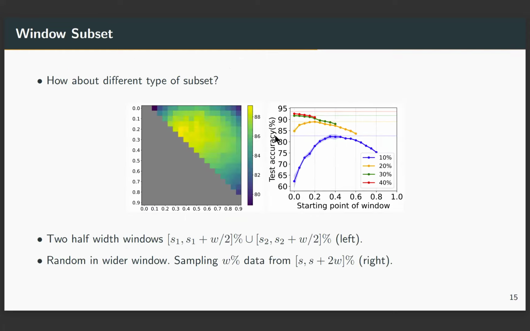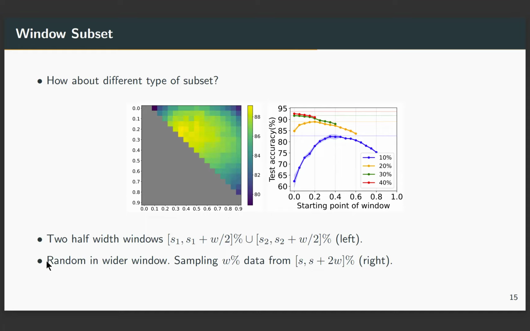For the ablation experiment, we also explore different types of subsets. First, we search over all combinations of two half-wide windows, denoted by this. Here is the result. Each axis indicates S1 and S2, the starting point of each window, and a brighter color indicates higher accuracy. The best result occurs when the two windows are close to each other.